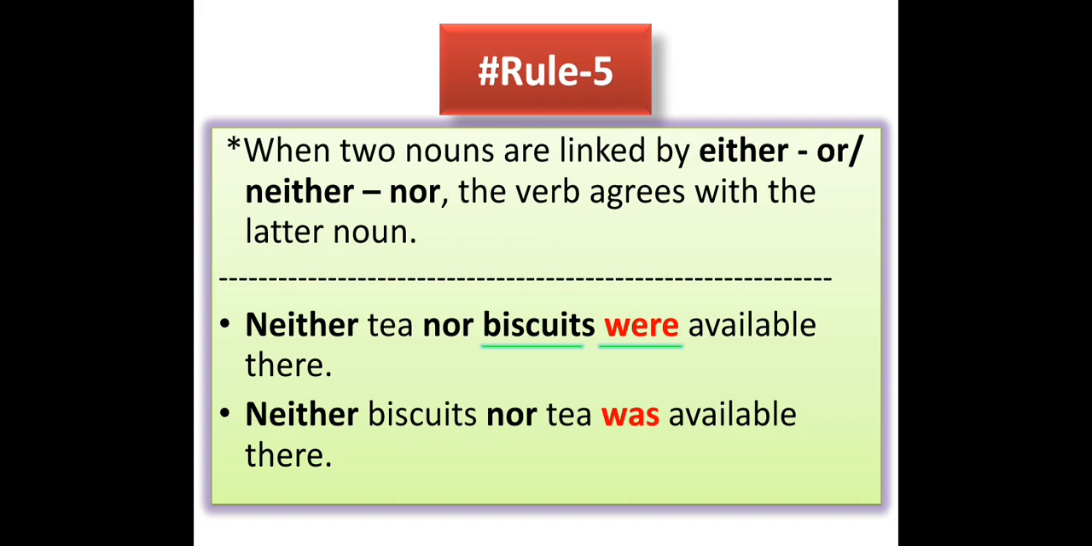Now, neither biscuits nor tea was available there. Here tea comes later. That's why the verb is also in singular number. Got it? So whatever subject comes later, we have to consider its number, whether it is plural or singular. If it is plural, then the verb will be plural. If it is singular, then the verb will be singular. Got it? So this was rule number 5. The rest of the rules I'll explain in the next part 2.